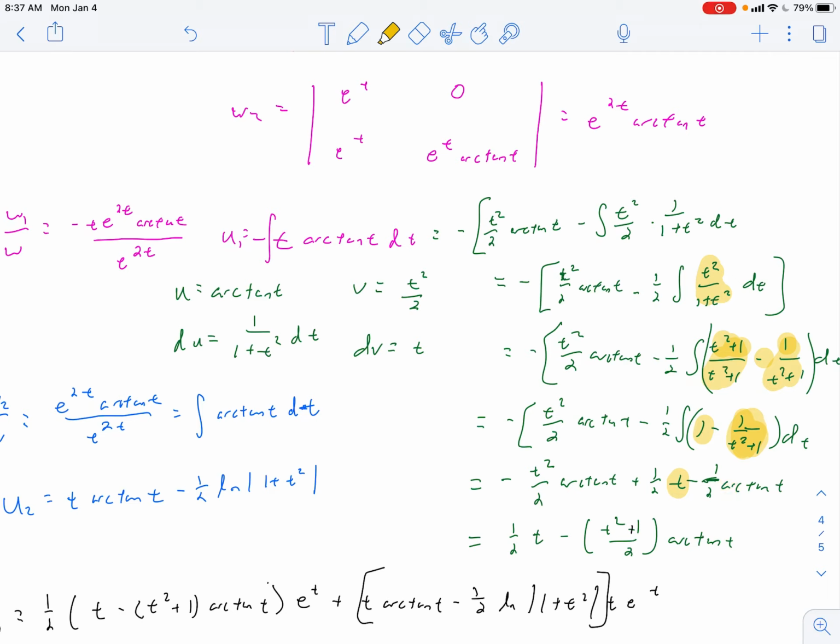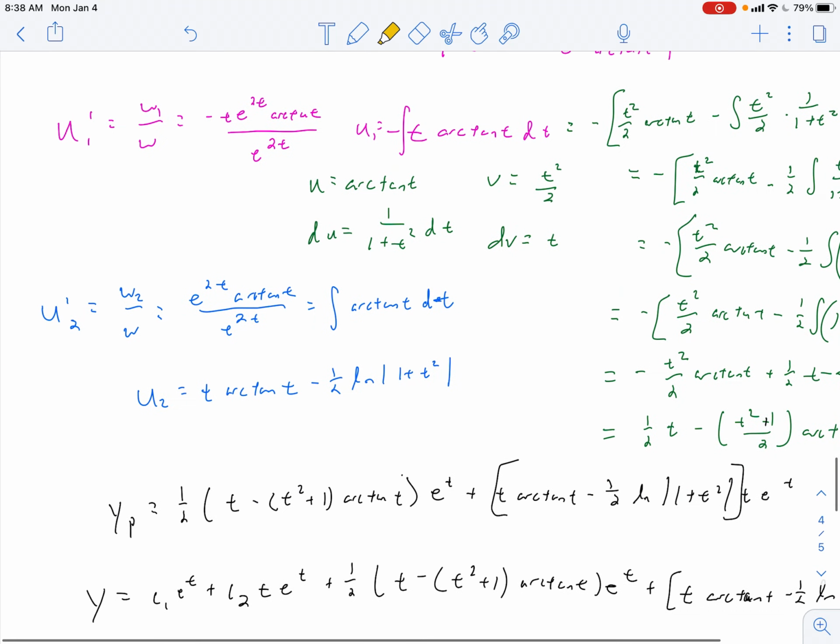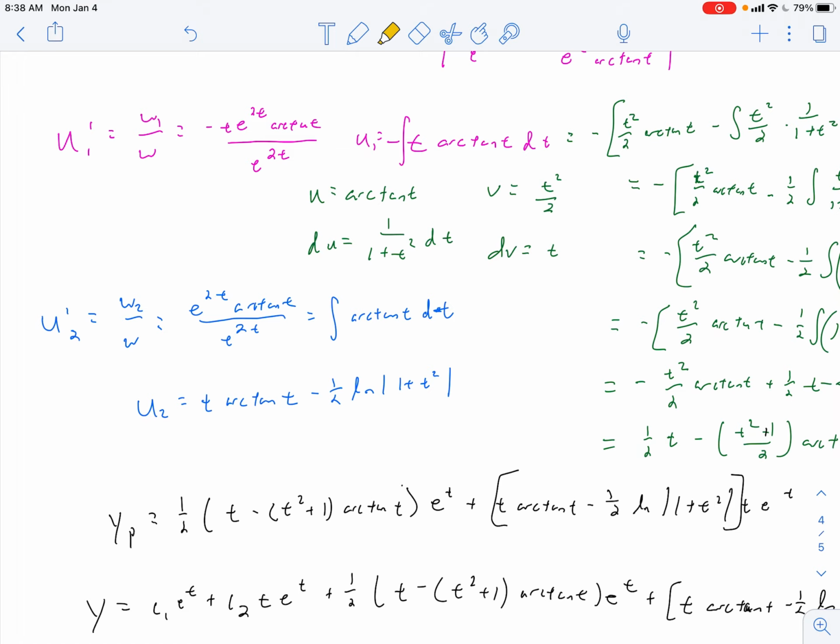Once I have all that, I actually have my u sub 1. I'm going to get 1/2 t minus arctangent t. So there's going to be my u sub 1. I have a u sub 2 that I need to find, which is first given by u sub 2 prime, which is the Wronskian sub 2 divided by the Wronskian. Go ahead and plug that in and get e to the 2t arctangent t divided by e to the 2t. The e to the 2t's cancel out. I just got to integrate arctangent t dt.